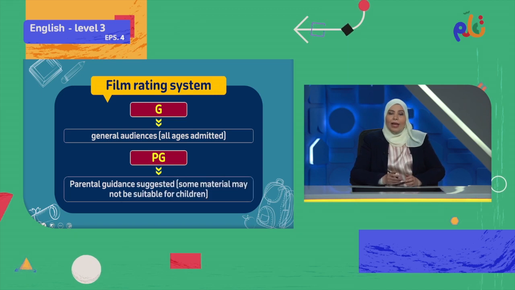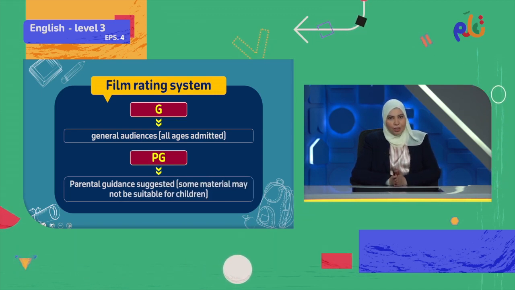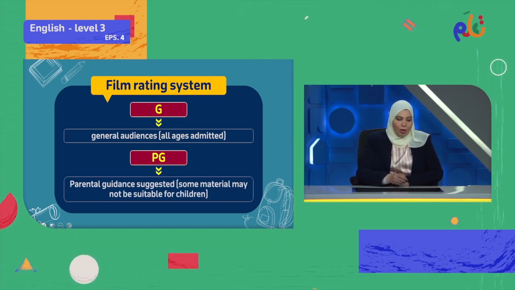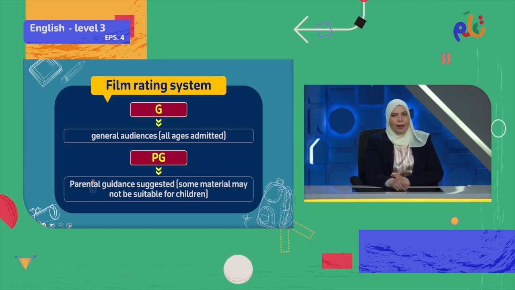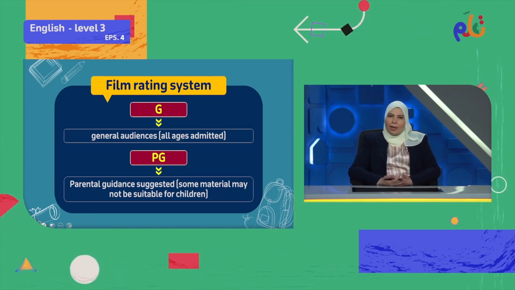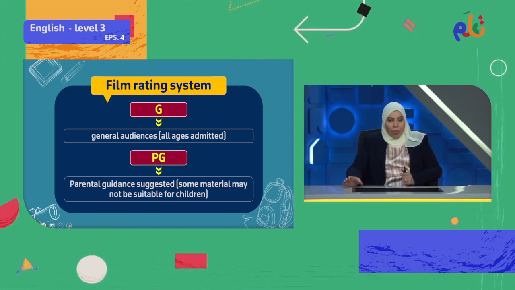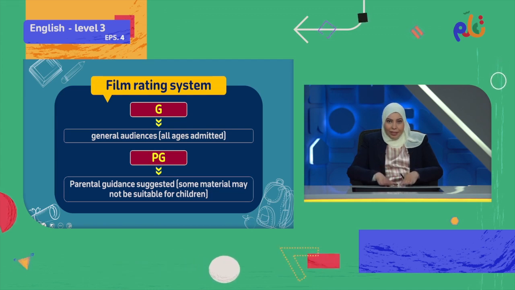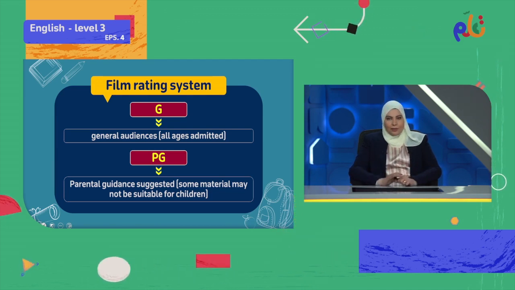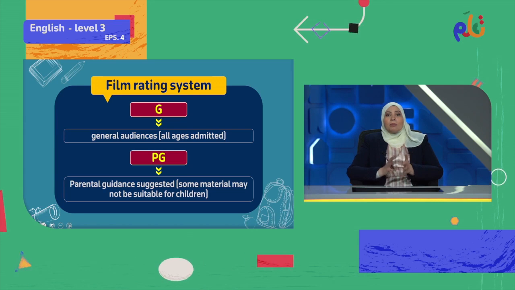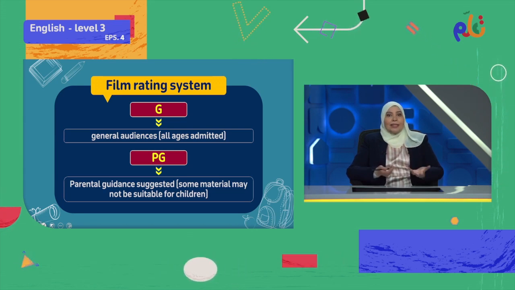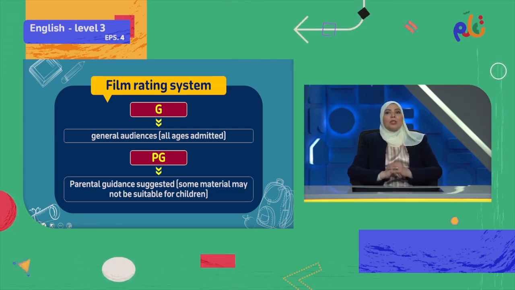Okay, and then we have something called PG. PG is what we call parental guidance. Parental guidance. What do we mean by parental guidance? Parental guidance means that my father and mother, parents, should be sitting with their kids when they are watching this film. Why? Because it might have some parts that need explanation. Like for example, when we speak about films that speak about other planets. So for kids it's going to be difficult.